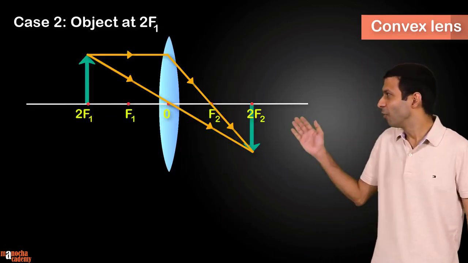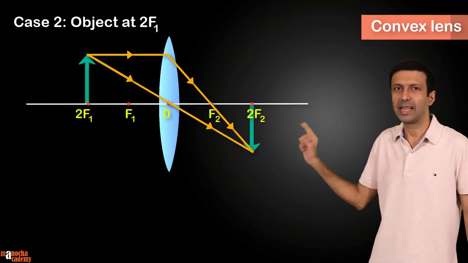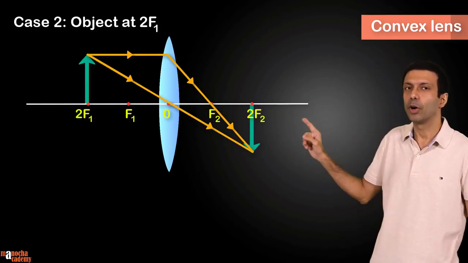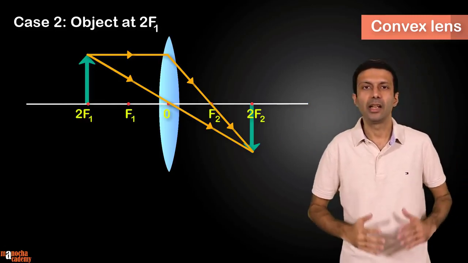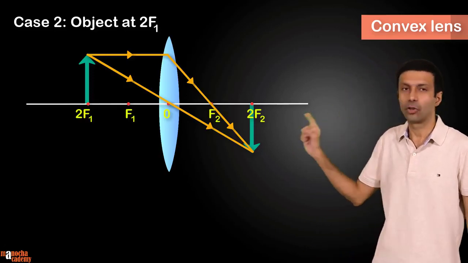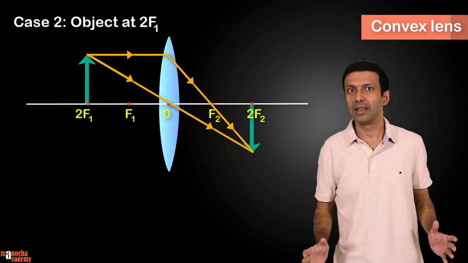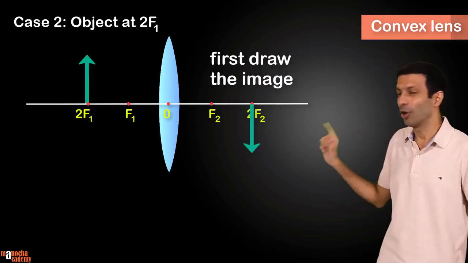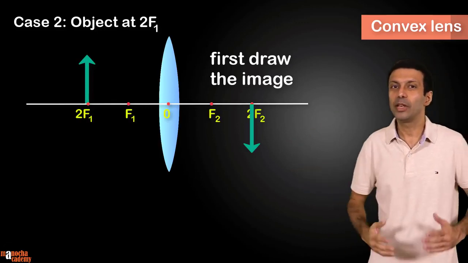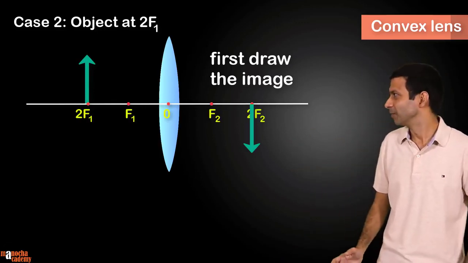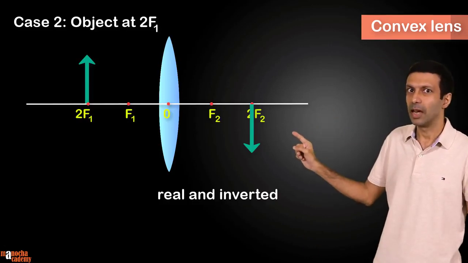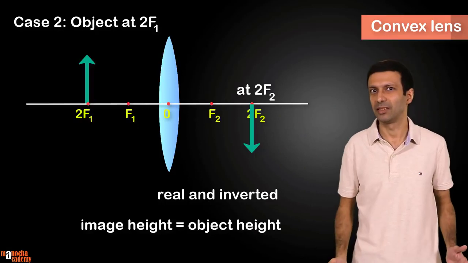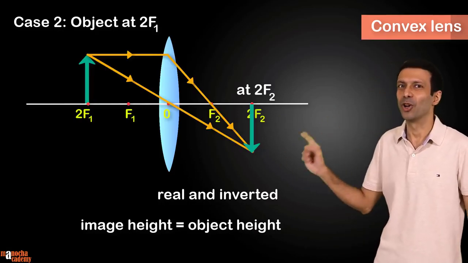If you try drawing the diagram for this case, you might find that the image is not exactly at 2f2. This can happen if your foci f1 and f2 and the points 2f1 and 2f2 are not exactly equidistant from each other, or the rays are not accurately drawn. So to avoid such errors, an important exam tip for this case 2 is to use the cheating trick, which is first draw the image and then you draw the rays. Since we know all the properties of the image, we can easily draw it here. It's a real and inverted image, and this image is going to be exactly at 2f2, and the image height is exactly equal to the object height. So once you've drawn the image, you can go ahead and draw the rays.